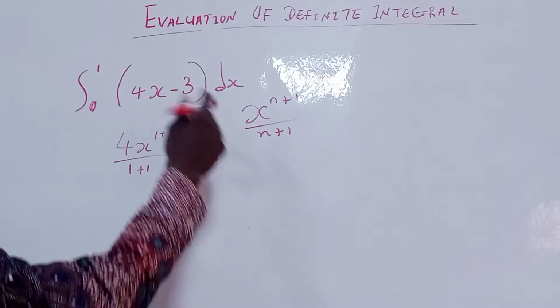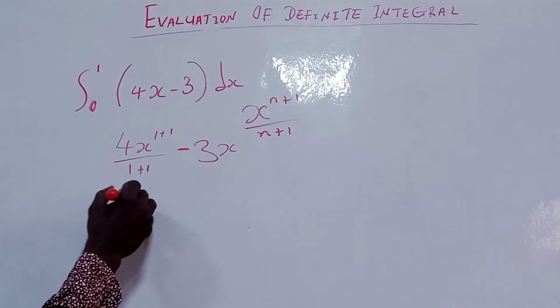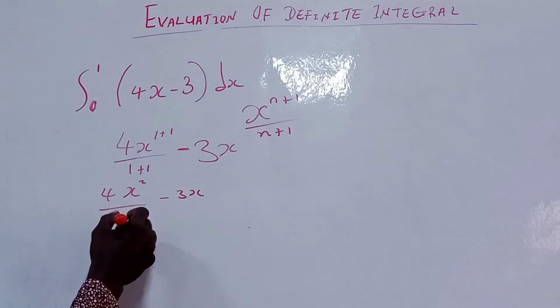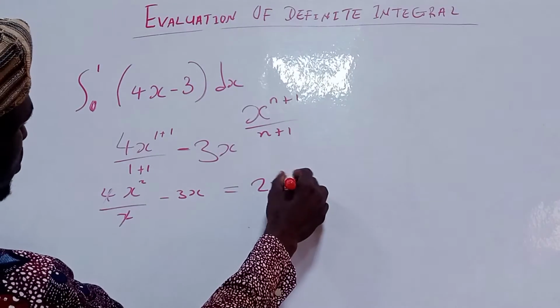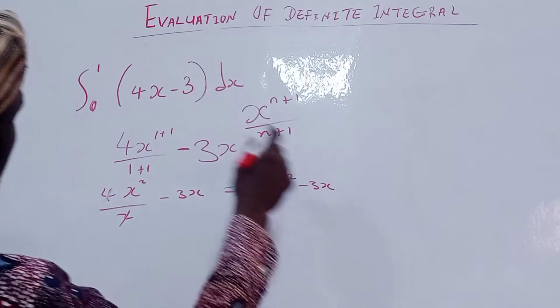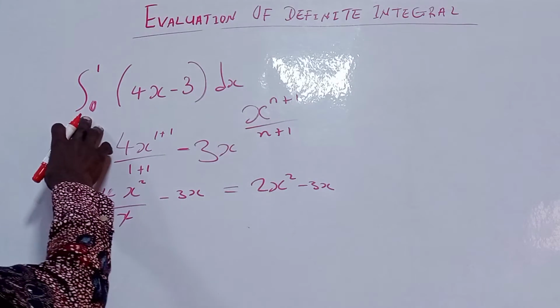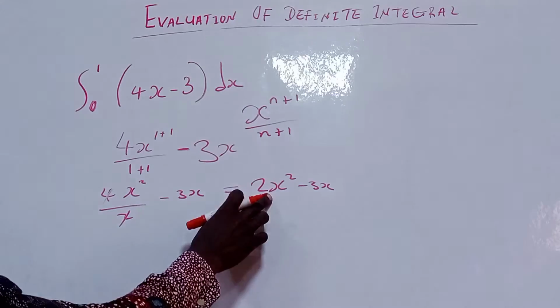So this one we add x to it. Now we have 4x raised to power 2 divided by 2 minus 3x. So this one we cancel this, and we have 2x raised to power 2 minus 3x. Now we have 1 and 0, so we represent this value by x.